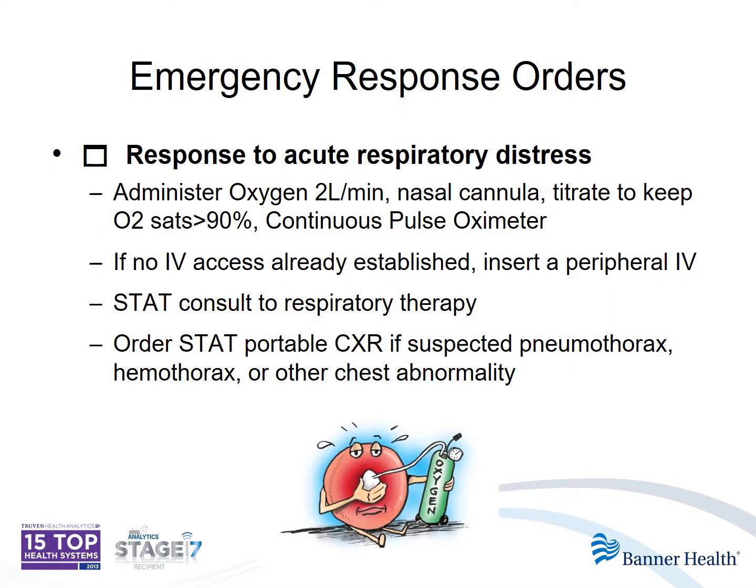There are also orders for acute respiratory distress, which include administration of oxygen 2 liters a minute by nasal cannula, titrate to keep O2 sats greater than 90%, and also a continuous pulse oximetry. If no IV access is already in place, you may insert a peripheral IV. It includes a STAT consult to respiratory therapy, and order a STAT portable chest x-ray if suspected pneumothorax, hemothorax, or other chest abnormality occurs.